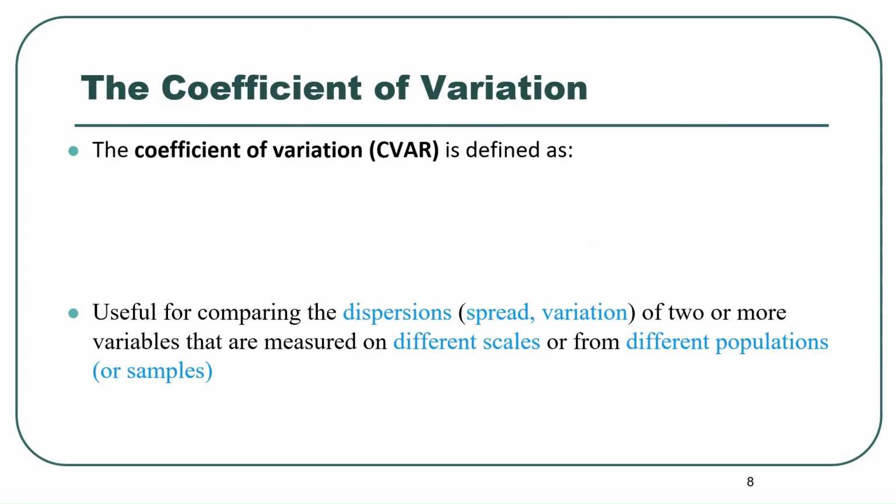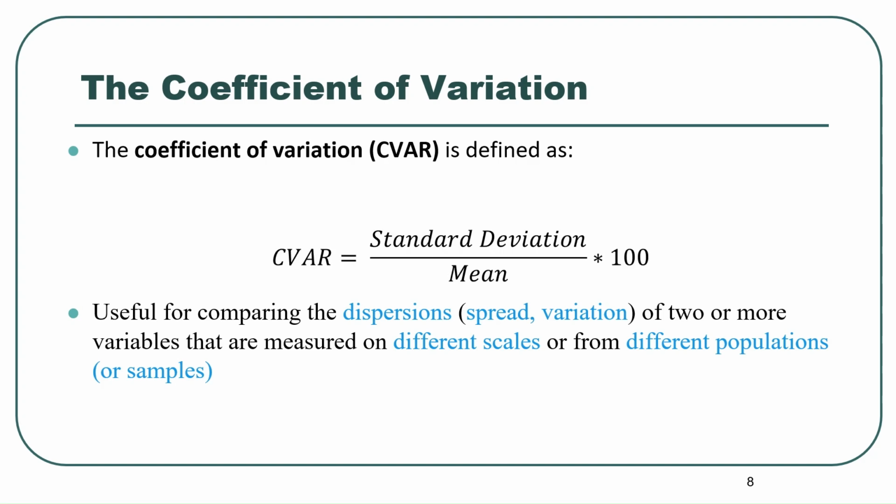The coefficient of variation, or CVAR for short, is defined as such: standard deviation over mean times 100. And this CVAR is actually a unitless scale. CVAR compares variability across different scales.